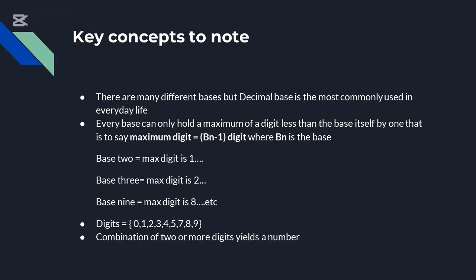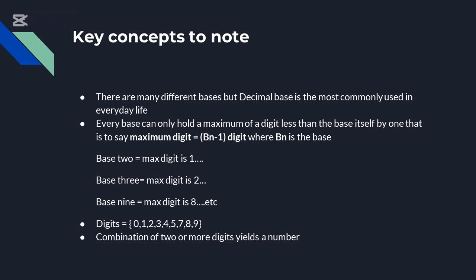What are the key concepts to note? There are many different bases, but decimal base is the most commonly used in everyday life. Every base can only hold a maximum of a digit less than the base itself by 1. That is to say, to calculate the maximum digit, you get the base number and subtract 1, so that you can get the maximum digit that base can hold.